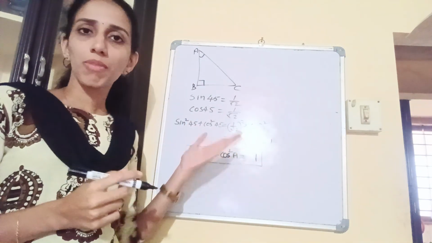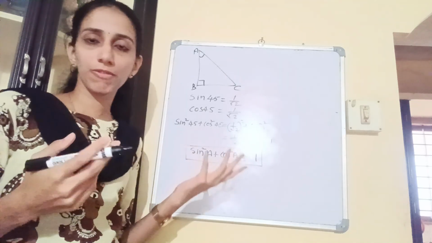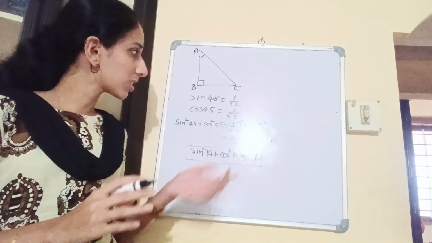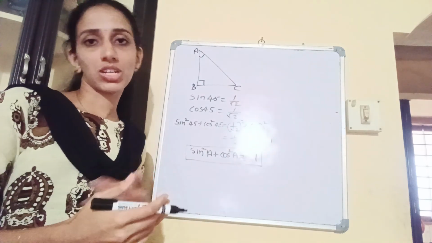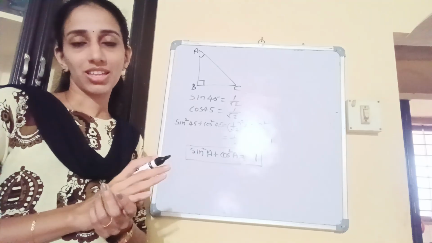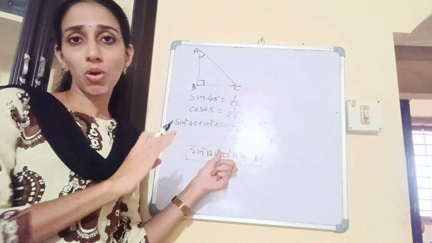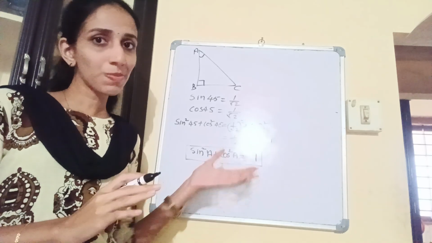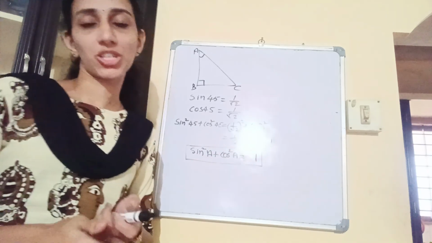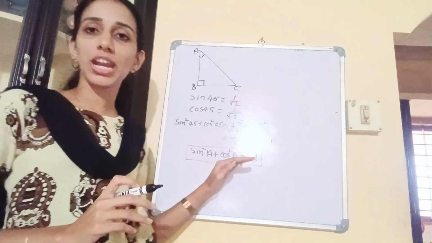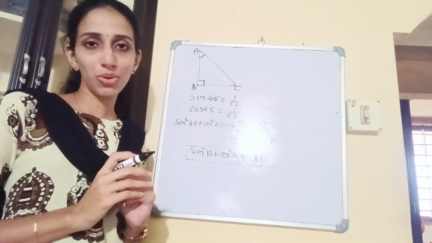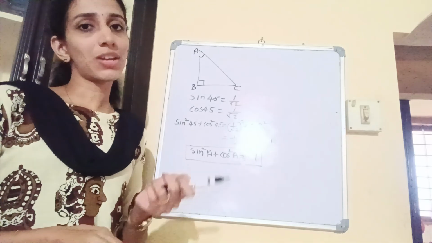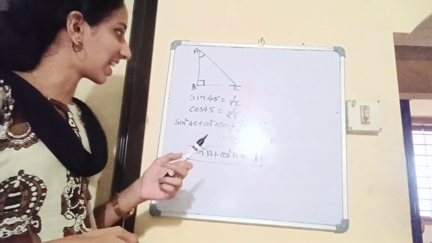You can check it by changing the angles. We are already familiar with sin 45, sin 30, sin 60, sin 90, so we can check it using any angles. That is, this trigonometric identity holds for all values of angles. Clear? Okay, so this is the first trigonometric identity, that is sin square A plus cos square A is equal to 1. I think you all get it. Then we can move to the next trigonometric identity.